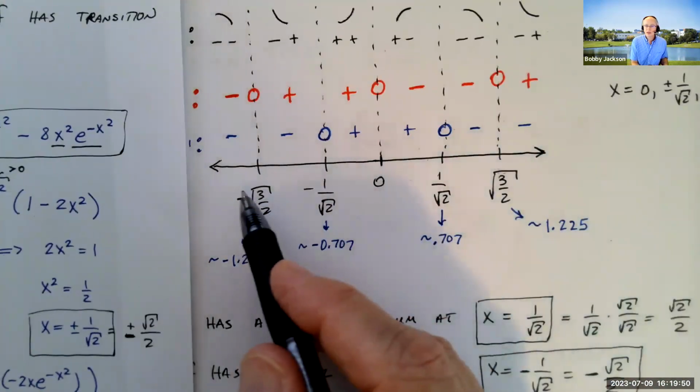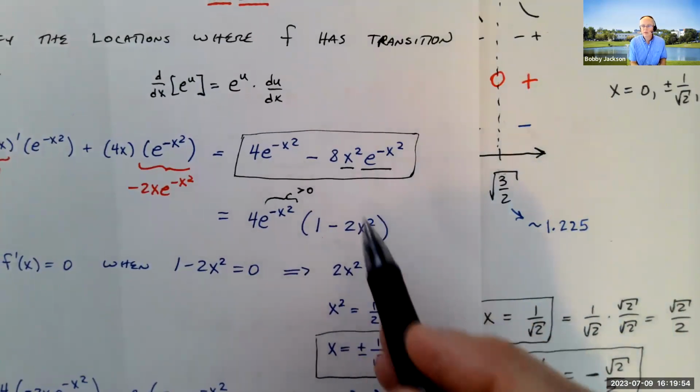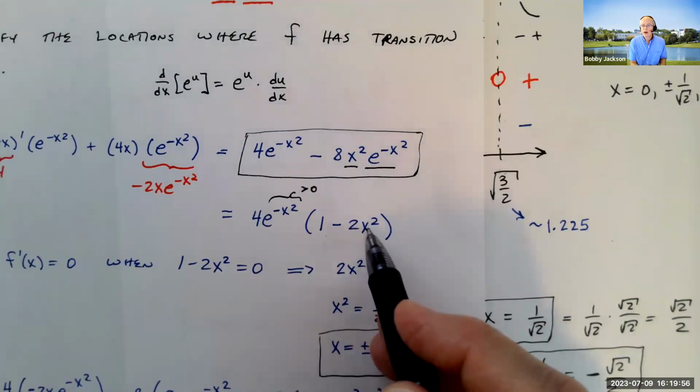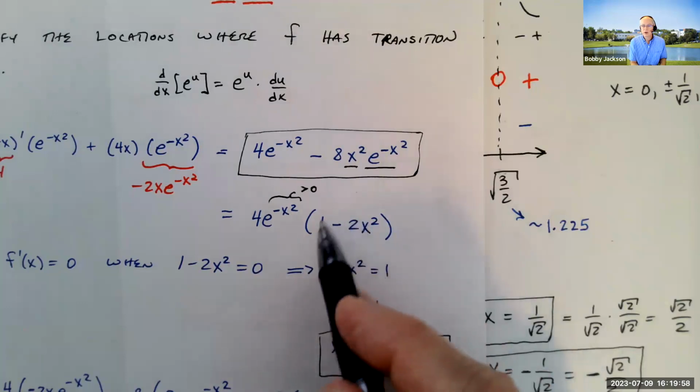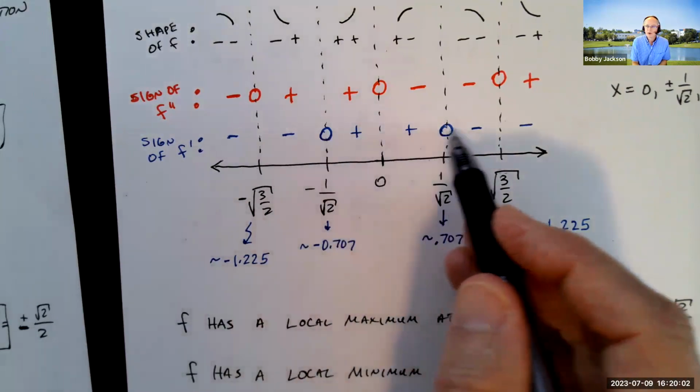Same thing if I plug in something like -1, something less than -0.707. And -1, since I square this, is +1. I still get 1 minus 2, -1 here, times a positive. So there's the sign check for f prime.